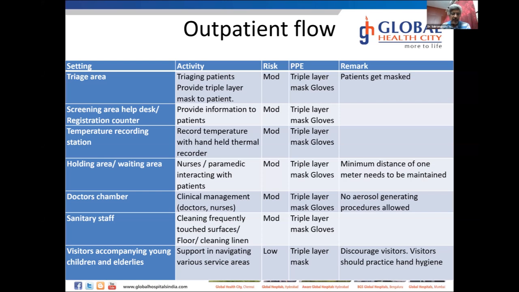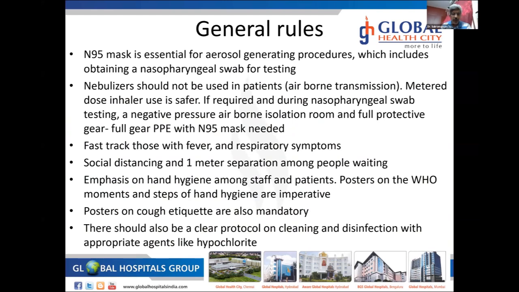Sanitary staff, again, need to be cleaning high-touch areas at least 3 times a day. They should all be wearing a triple layer mask and gloves. And visitors should also be counseled on all these measures. Obviously, an N95 mask is a must if you're doing aerosol generating procedures, chiefly things like obtaining a nasopharyngeal swab. Nebulizers are probably a bad idea in this setting, especially if the patient is symptomatic. Metered-dose inhalers are safer. If you want to have a nebulizer, then it has to be, again, a negative pressure room with full protective gear for anybody who's inside, and make sure that the air is not shared with the waiting area or your own chamber.